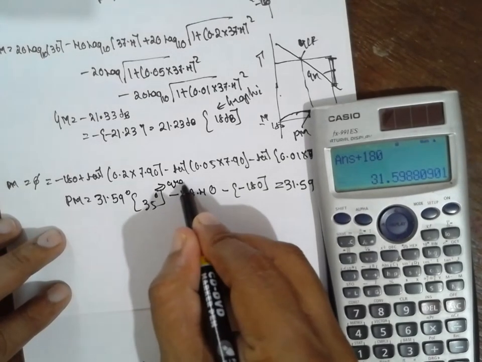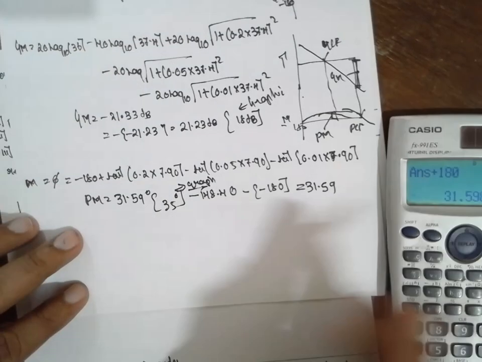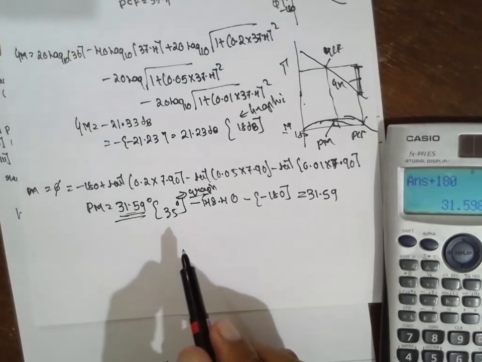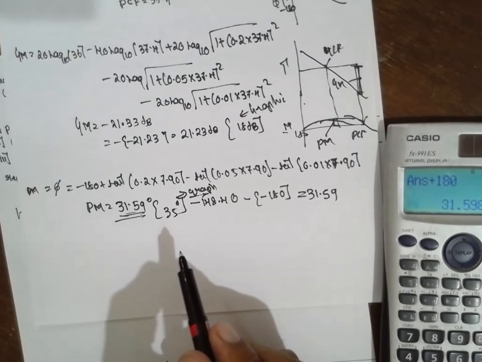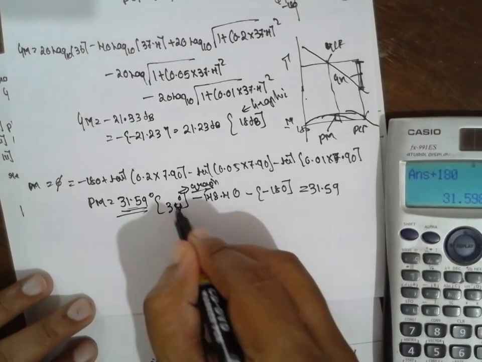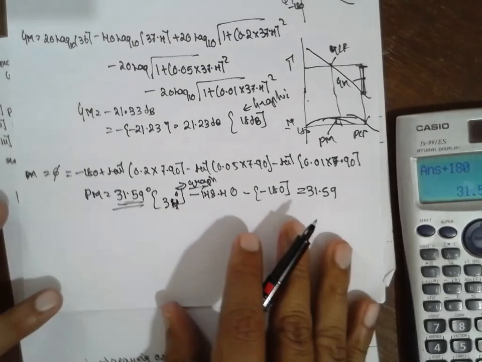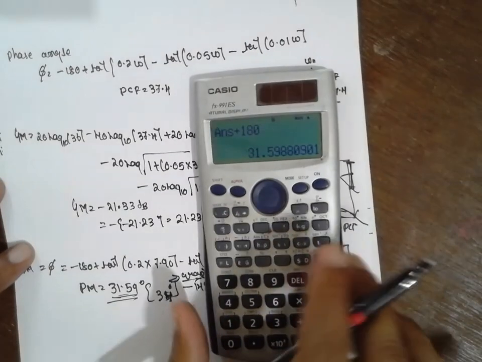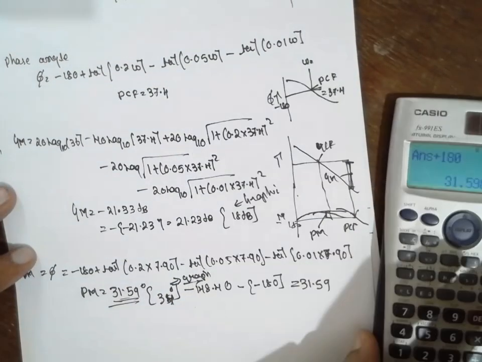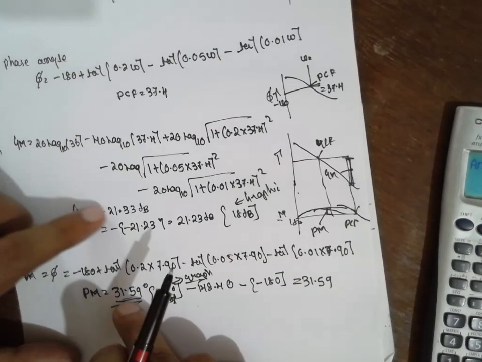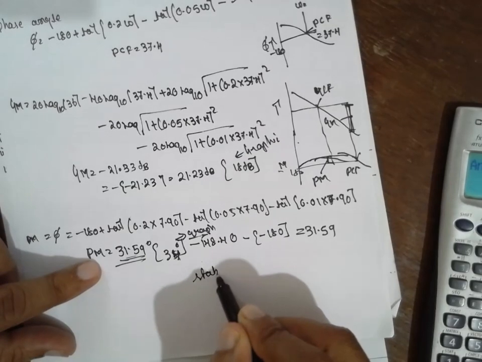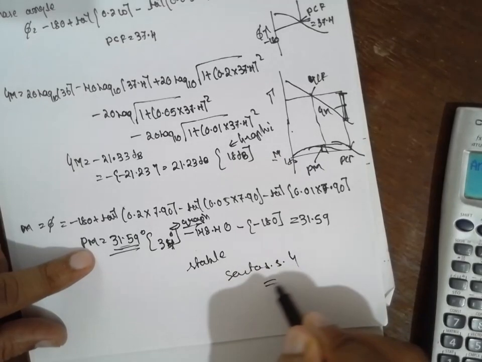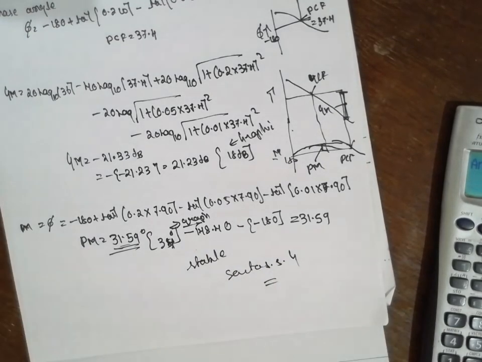31.59 degree. If you go for the graphical method, the answer is 35, or 34 here. But with the analytical one, you will get an accurate answer. This is the simple way of finding the analytical one, but the calculator plays an important role. Everywhere you have to place brackets properly to get the proper answer. Both are positive here, therefore the system is stable. I am Santosh.